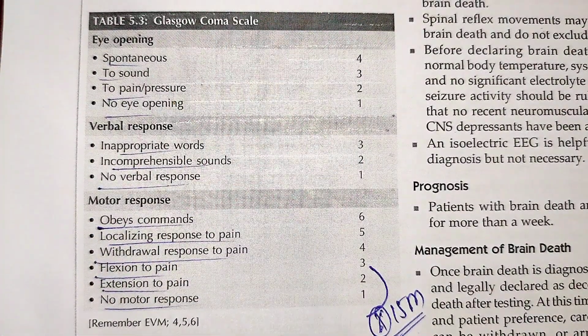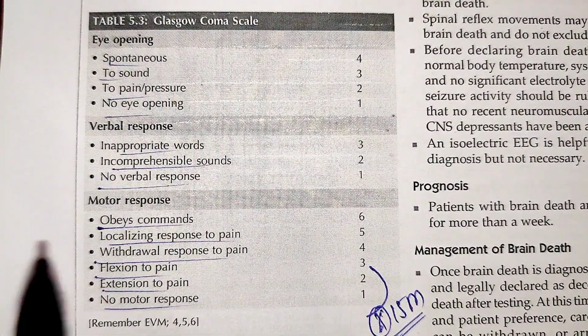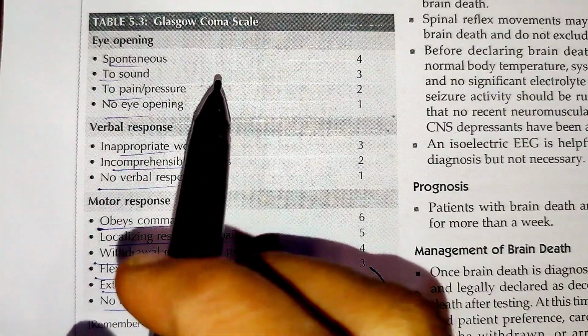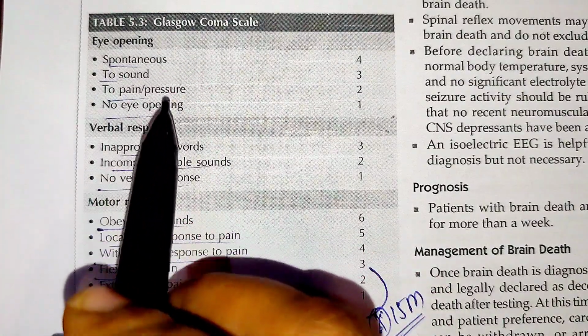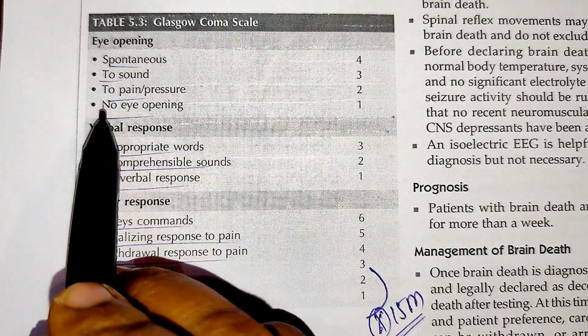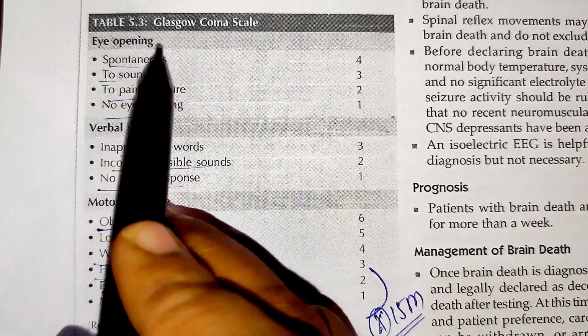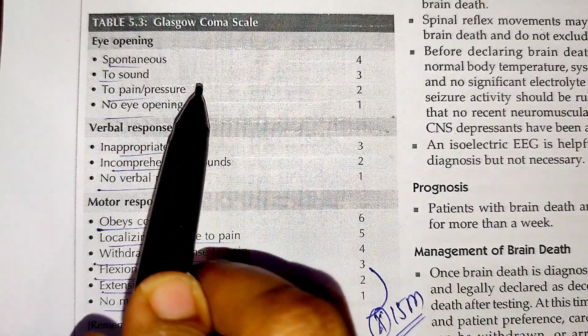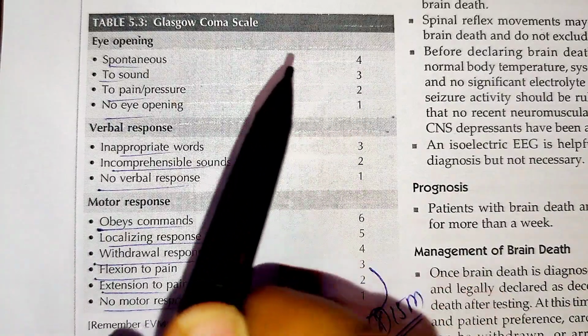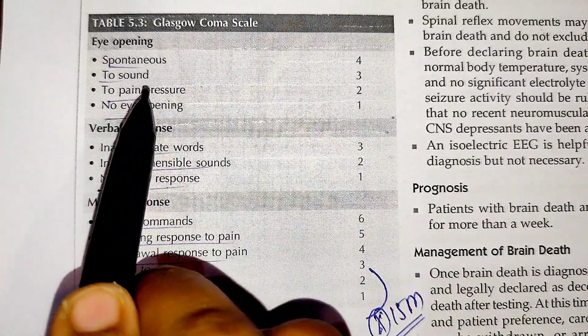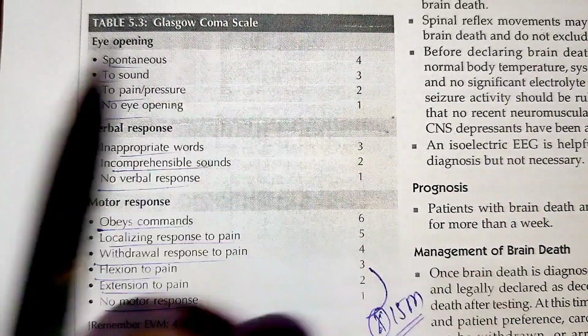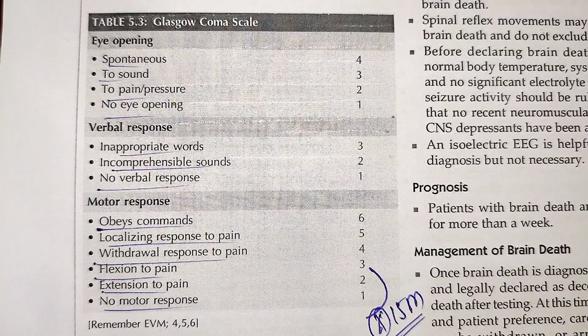First we are going to see the eye response. We'll score based on the eye opening, from 1 to 4. If there is no eye opening, we'll give a score of 1. If there is eye opening to pain or pressure, a score of 2 is given. If the eye opening is to sound, a score of 3 is given. And if the patient spontaneously opens his or her eyes, a score of 4 is given.